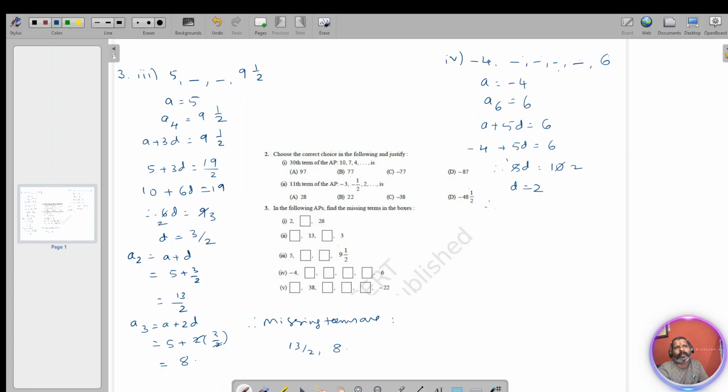Therefore, we can calculate quickly the terms. A2 is what we want first, that is A plus D. A is minus 4 plus D is 2, that is minus 2. A3 also they want. A3 is A plus 2D. A is minus 4 plus 2D means 2 into 2 because D is 2. Minus 4 plus 2 into 2 is 4. 4 minus 4 is 0.